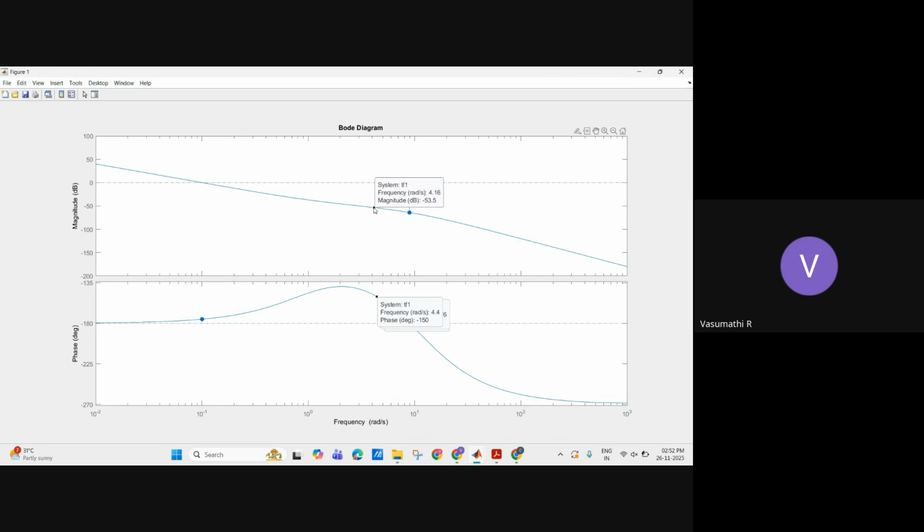For 4.1 frequency, the magnitude is minus 53.4. For 4.5, the magnitude is minus 54. So previously it was 52. At 4.1, it is 53.4 to 54. So around 53 to 54, your magnitude will be correct.